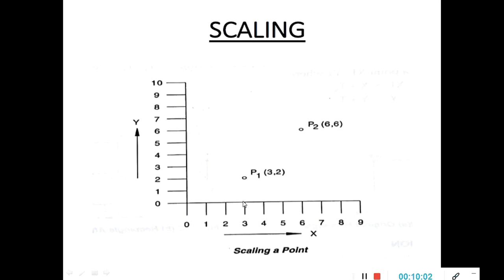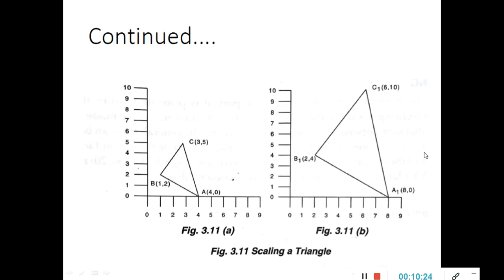So 3 is the x and 2 is the y. So we can transfer this from this point to this point with different coordinates. Now the coordinates of this point P2 are 6 and 6. So changing the position of the component from one point to another by changing simply its x and y values, that is the coordinates, is nothing but the scaling operation.